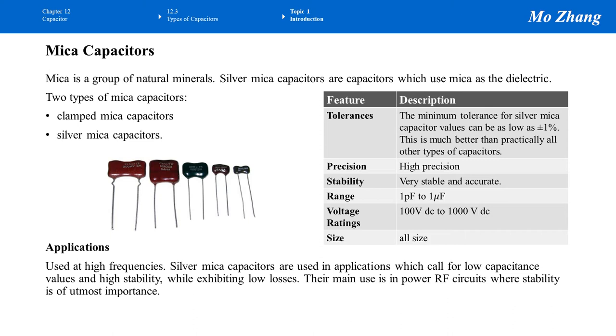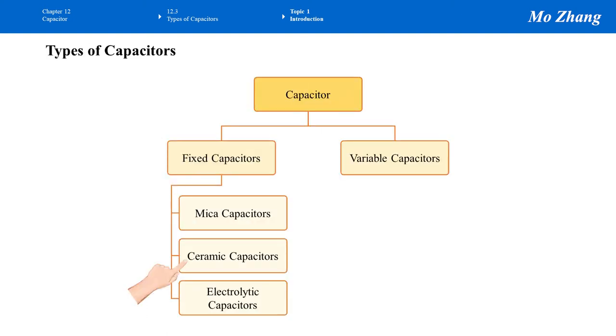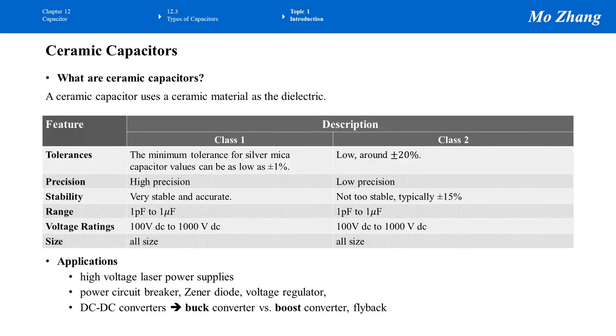The range normally is from 1 picofarad to 1 microfarad. The voltage range is from 100 volt DC to 1000 volt DC in general. And in terms of size, this type of capacitor comes in all kinds of sizes. Mica capacitors are mainly used at high frequencies since they are very stable with high precision, such as in RF circuits. Another type of capacitor is the ceramic capacitor.